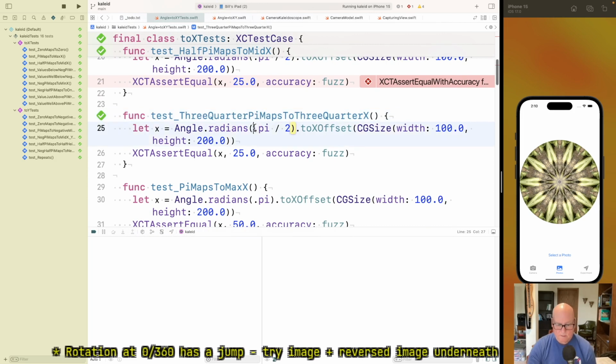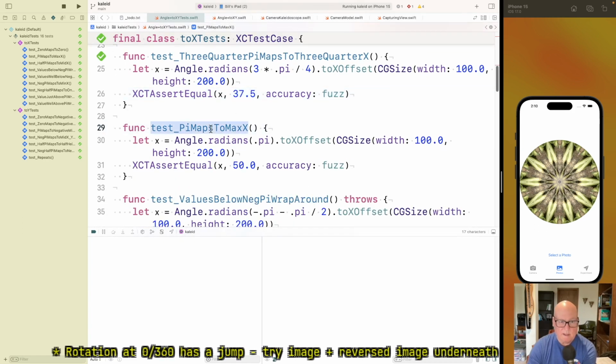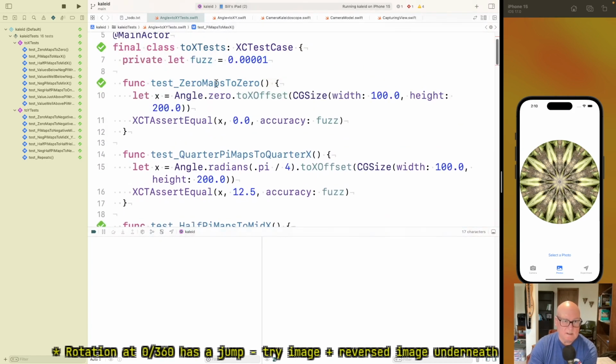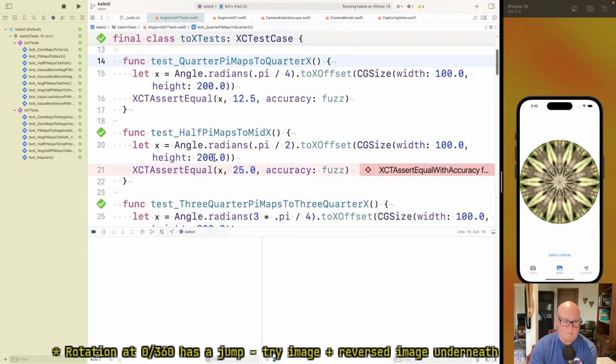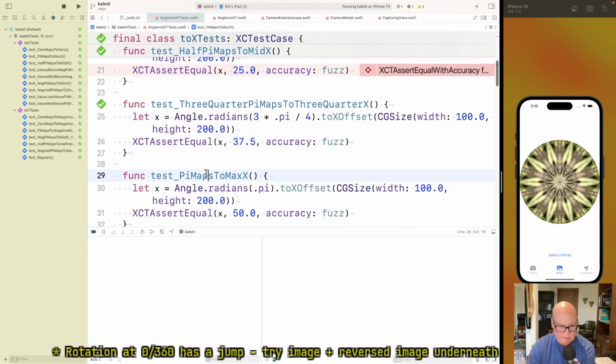Pi over 2, this is 3 pi over 4. Should map to 37.5. Okay. Pi maps to max x. So the test order is 0, quarter pi, half pi, 3/4 pi, full pi. All right. And then let's run those tests.